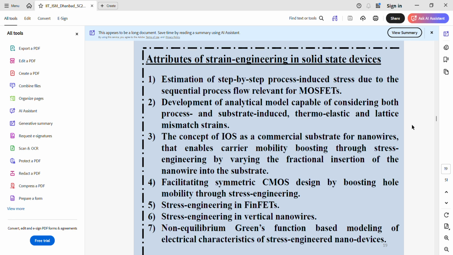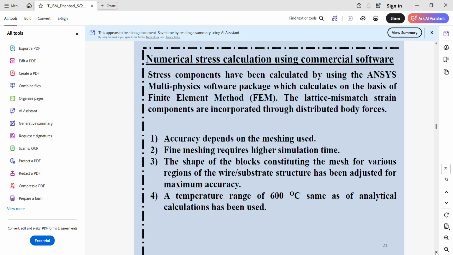Facilitating the symmetric CMOS design, which is a feat that has not been achieved till now, stress engineering in FinFETs, and finally non-equilibrium Green's function application, to find out what advantage we have gained by using this kind of strain engineering.